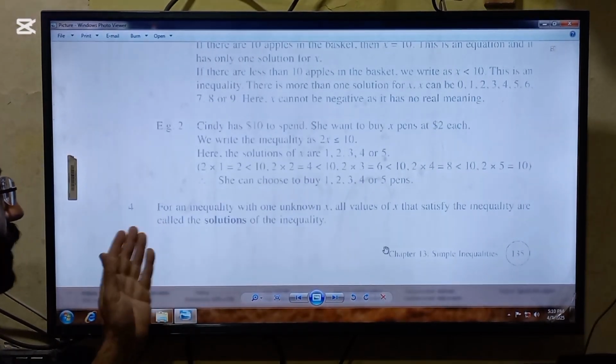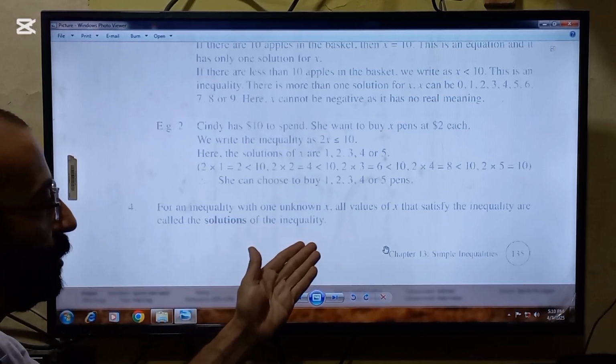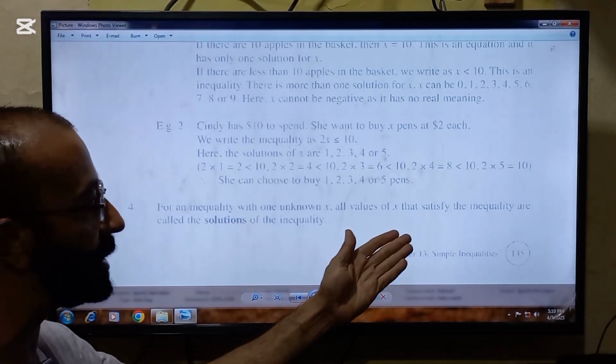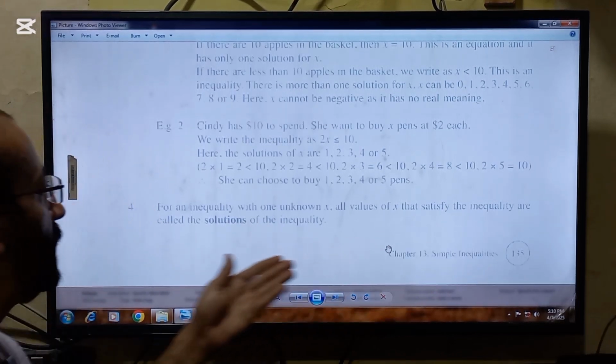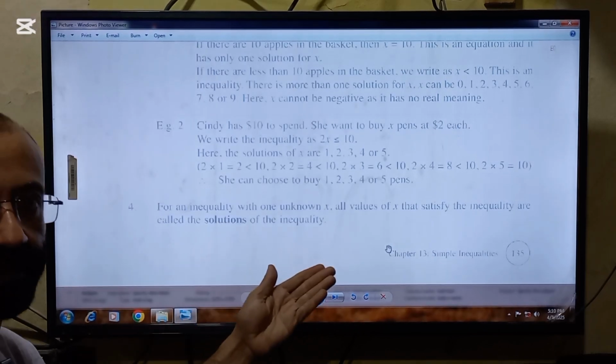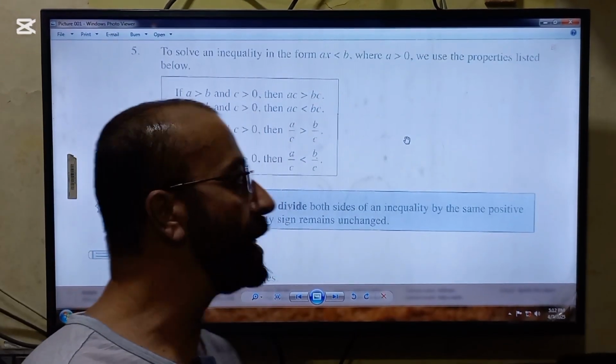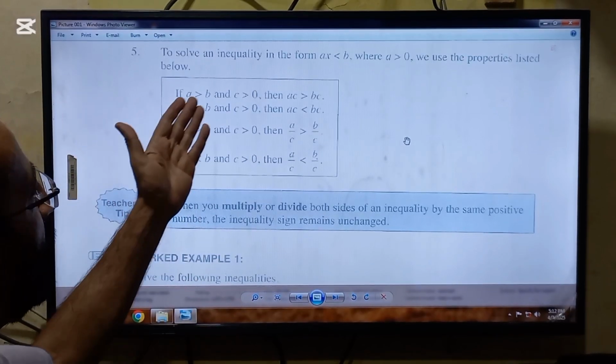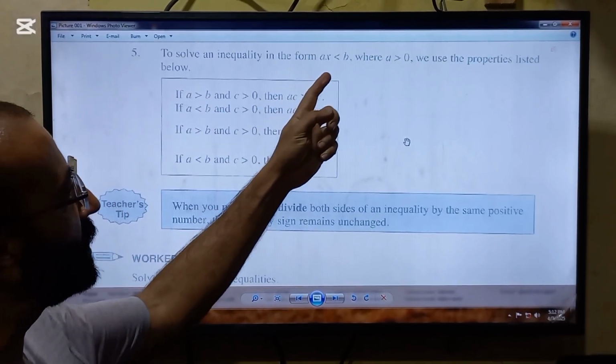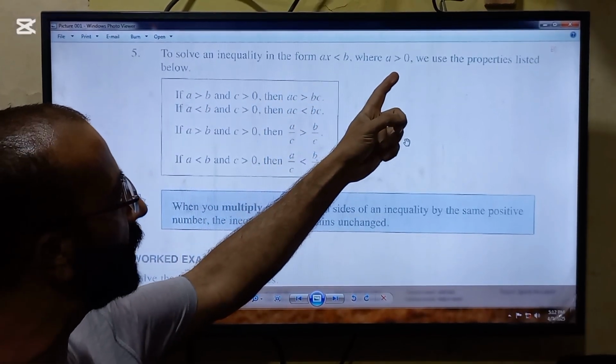So the point is, for an inequality with one unknown, all values of x that satisfy the inequality are called the solutions of the inequality. The next point to understand is to solve an inequality in the form of ax lesser than b where a is greater than 0.